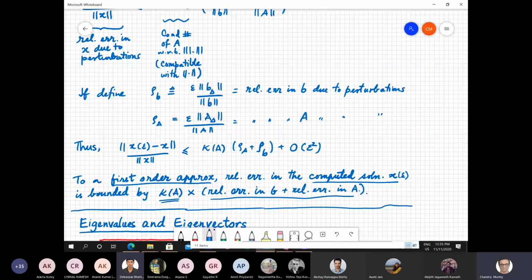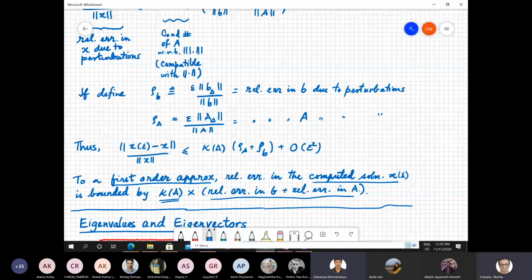Sir, I have a question. Now that we derived this for the same epsilon for matrix A and B, that is the same perturbation parameter, if the epsilon is different for A and B, will the final formula, the relative error in B plus relative error in A times the condition number, still hold?